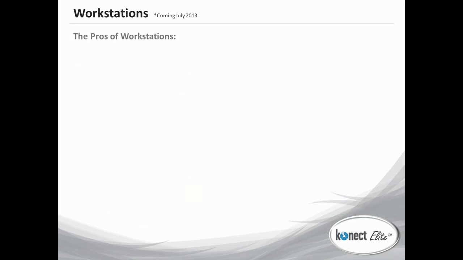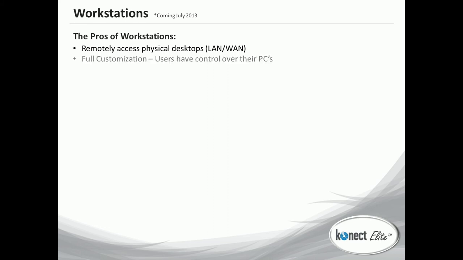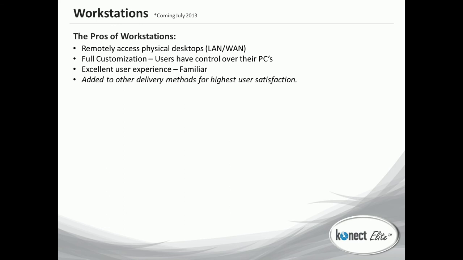So what are the pros of delivering workstation desktops? Users can access their physical desktop from another location as if they were right there, both in the LAN and WAN. Users can have control over their own PCs and can customize them as they desire. Because it's familiar and all resources are local, users have an excellent experience. When added to other delivery methods, workstations help give users the highest satisfaction. Users can get their corporate data when they need, and they can also get access to their physical desktop if they need.